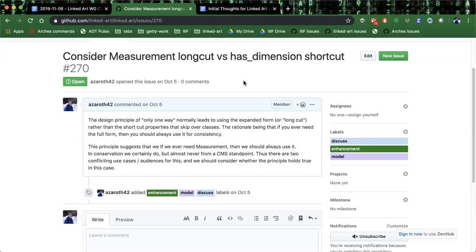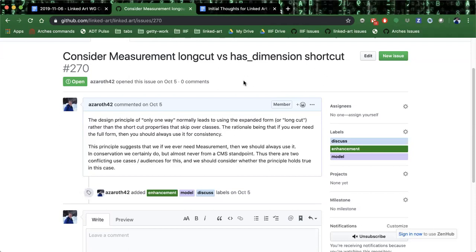Using this rationale, it would suggest that if we ever needed to know when a dimension was measured, who measured it, or where that activity took place, then we would always want to use the measuring activity to create the dimensions, as opposed to the current pattern where we just have a has dimension property which goes from the object directly to the dimension. So the do-things-only-one-way principle, and the longer way if you ever need it, would suggest that we always use the measuring activity. So do we need to do that?